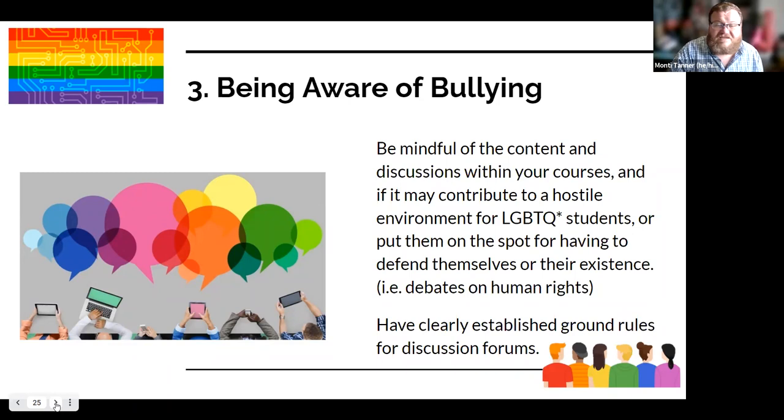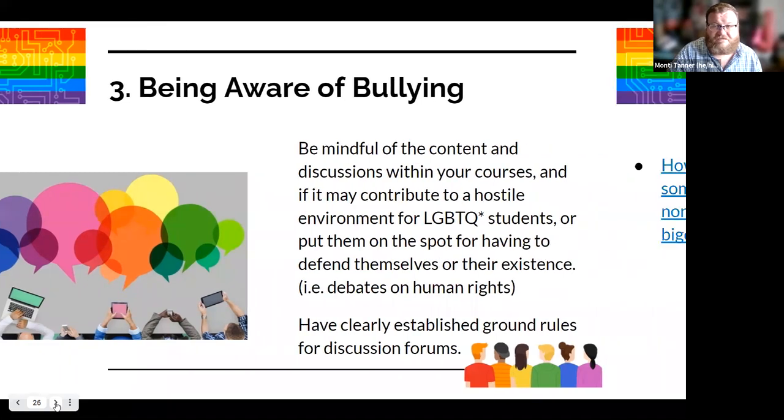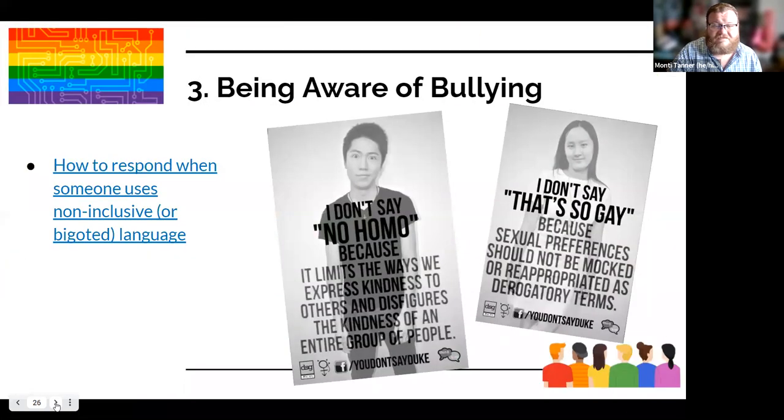My biggest advice for anything is really have clearly established ground rules for discussion forums, which I'm sure you all do. There's a great link here on how to respond when someone uses non-inclusive or bigoted language. It will often use some of the techniques that I do, either pointing out the absurdity of what they're saying, pointing out the flaw in what they're saying, or bringing light to it in some way.